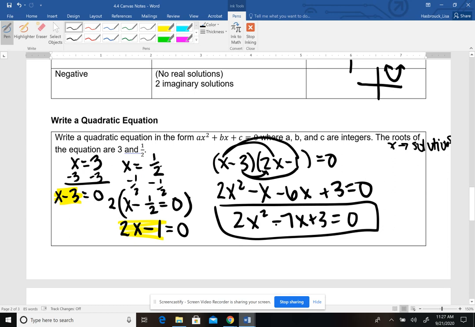So again, notice we just worked backwards, right? Originally, in the previous examples, they would give us this equation. We would factor it. We would use the zero product property and solve to get the answers. We just did the reverse here to write the equation.